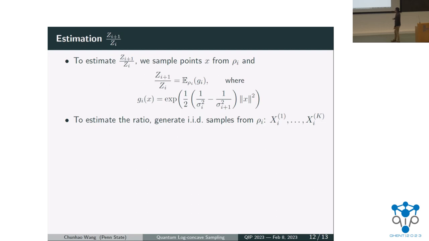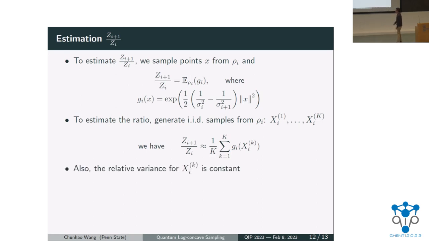In the algorithm, classically, we just generate IID samples according to this distribution, and then we compute the function g sub I, and we just compute the average. Then the question is, how many samples do we need? And also, how do we use quantum to do this?